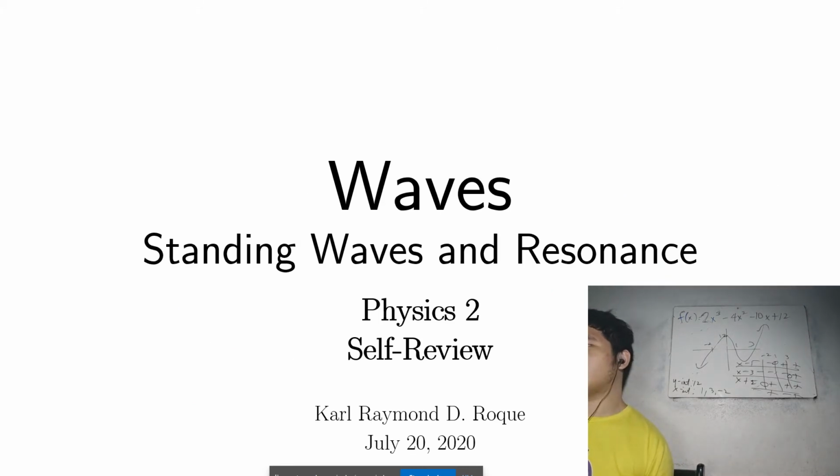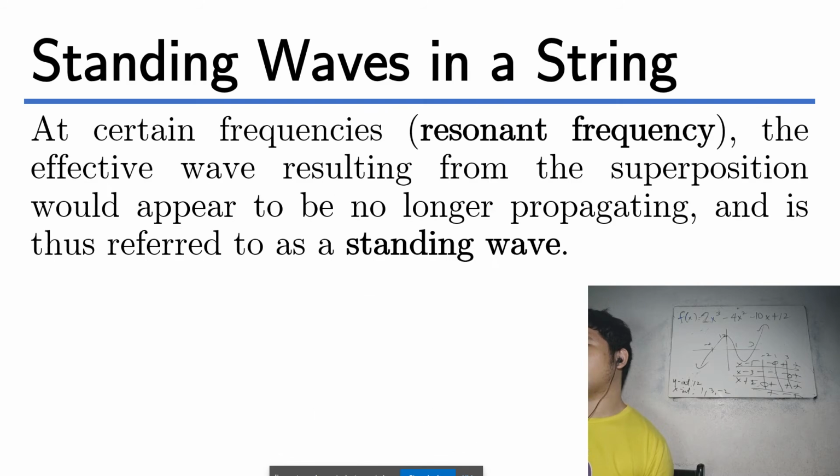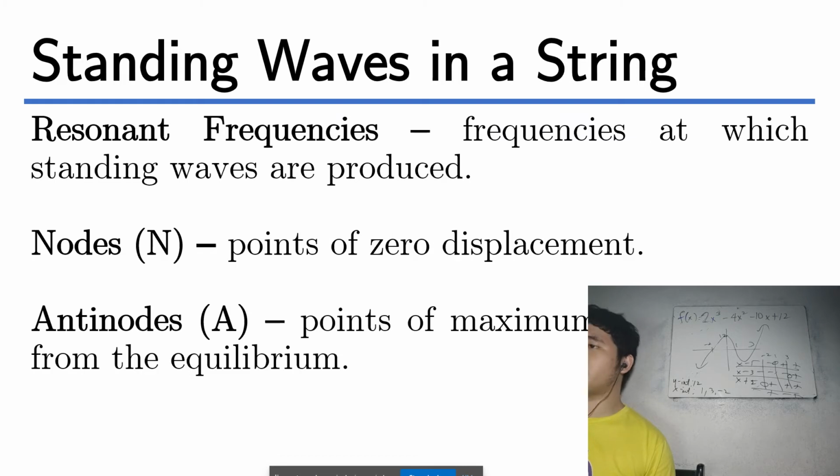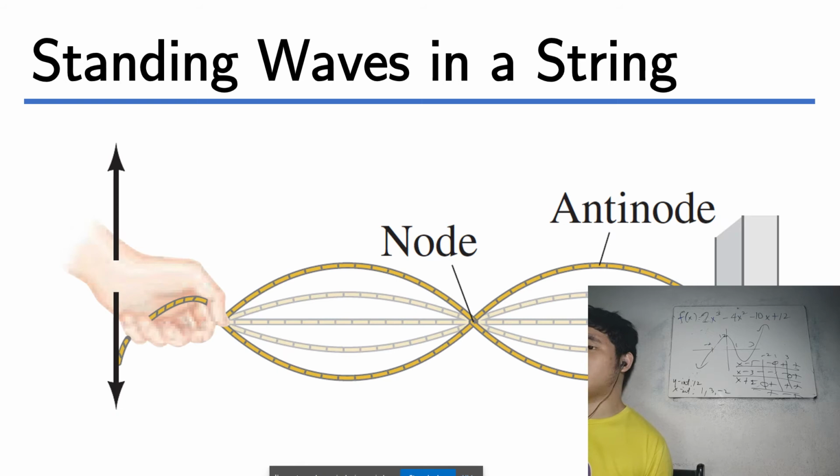Ito naman next, standing waves and resonance. Pag standing wave, doon lang nag-oscillate yung wave natin. Resonant frequencies at which standing waves are produced. Nodes are the points of zero displacement and antinodes are the points of maximum displacement. Yan, no? For instance, an illustration.